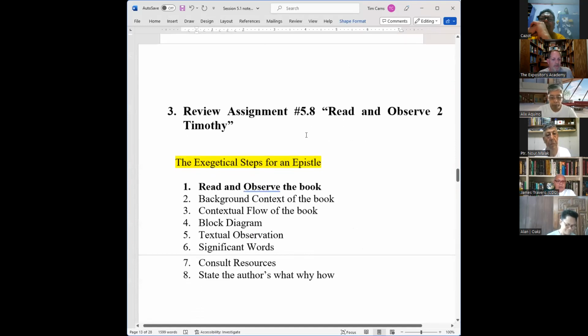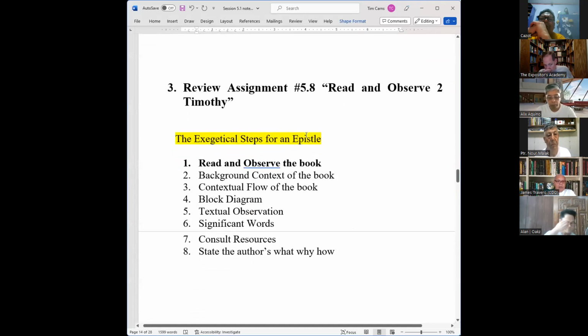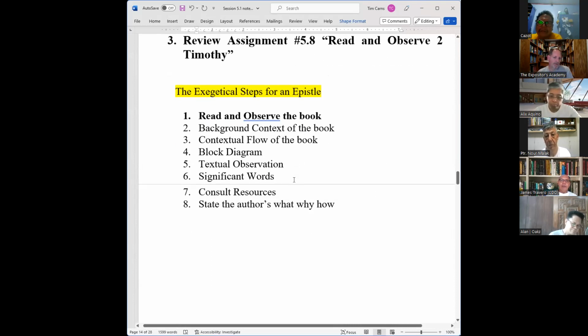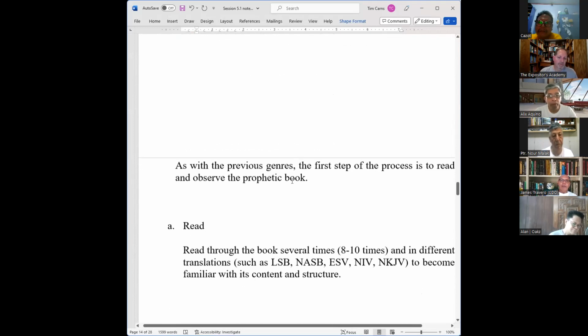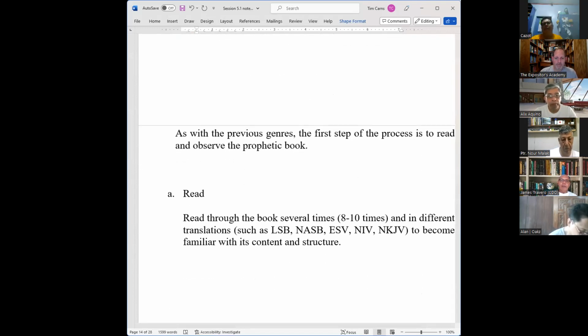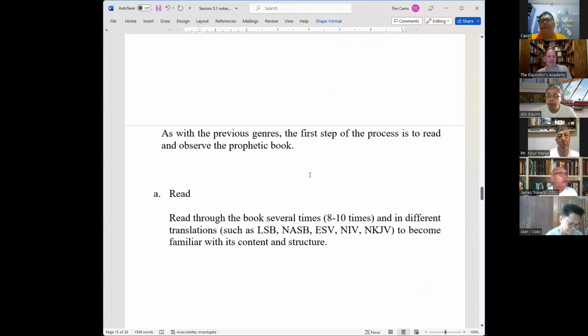Now, I want to briefly review with you the first assignment, just to remind you of how to do it and show you an example. We'll do this briefly because there is nothing new here, not adding any new assignments or procedures. This is exactly what you've been doing, but we just want to review it for epistles.